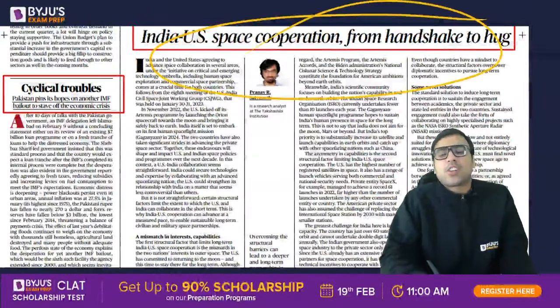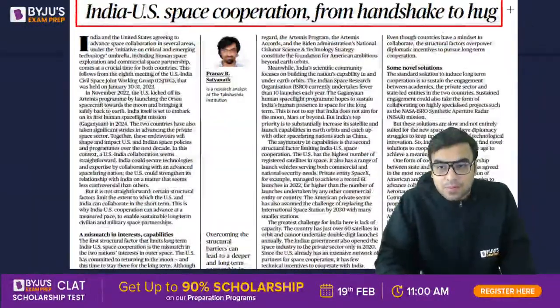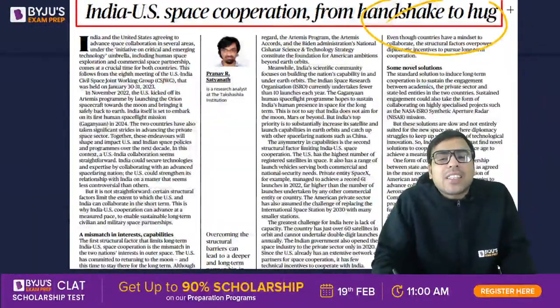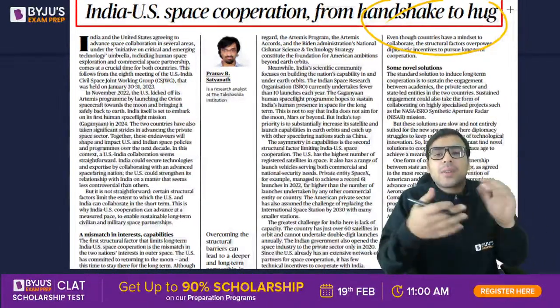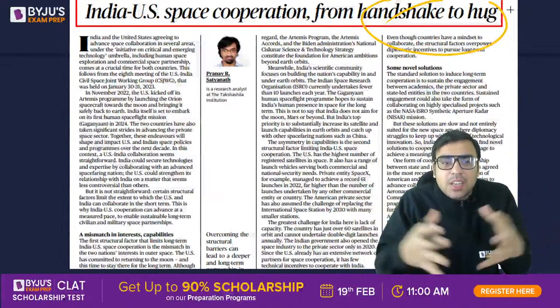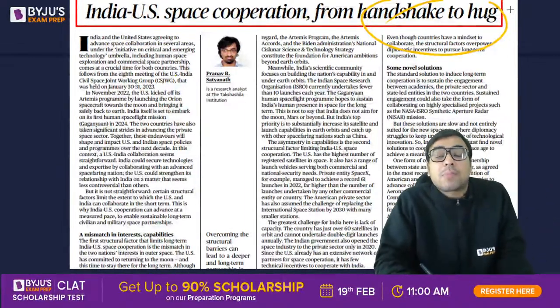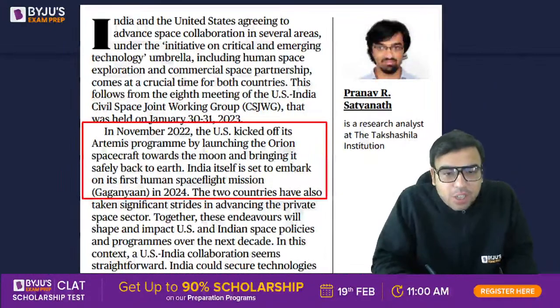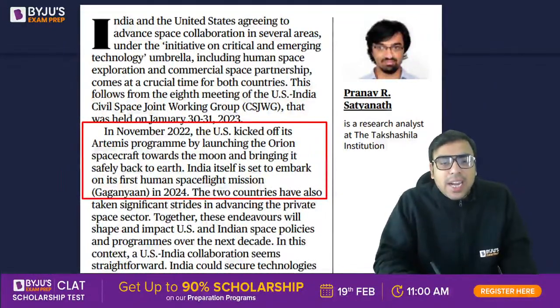India US space cooperation: from handshake to hug. It means he is referring to India US space cooperation. From handshake to hug means we are moving much closer to each other as far as space cooperation is concerned. So he is talking about the Artemis mission first.